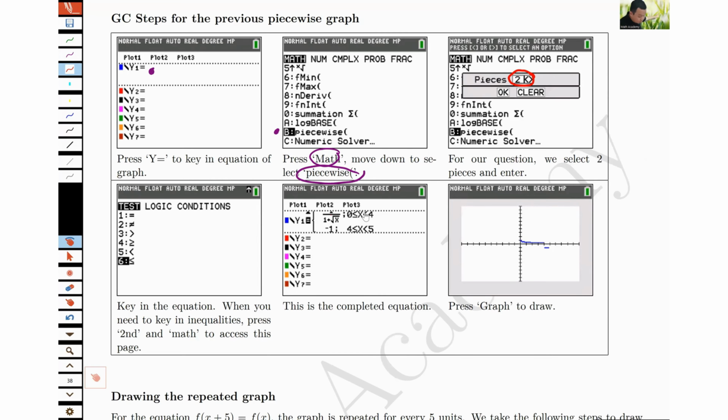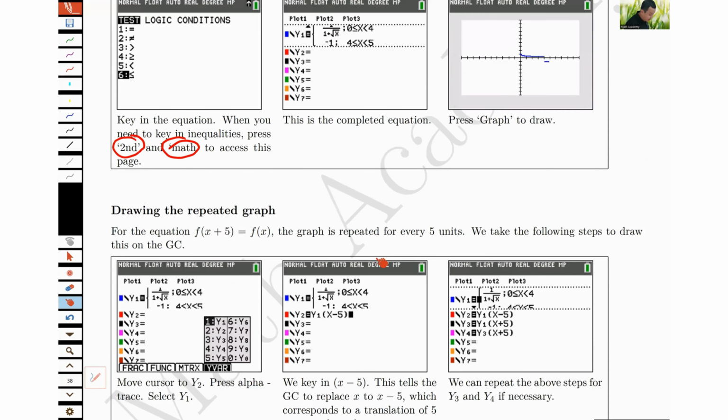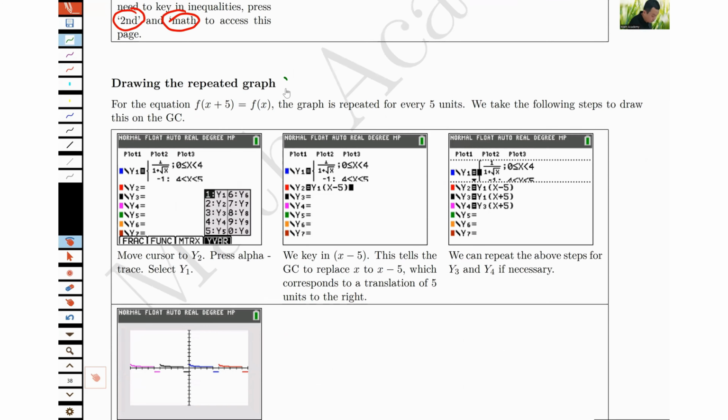If you forget where to put the inequality sign, remember inequalities is located at second math. When you press second math, you're going to get the inequalities. And this is the graph that you will see. Okay, however, let me explain the bottom segment first. The graph is simple. The bottom segment is optional, but good for you to know what is going on.